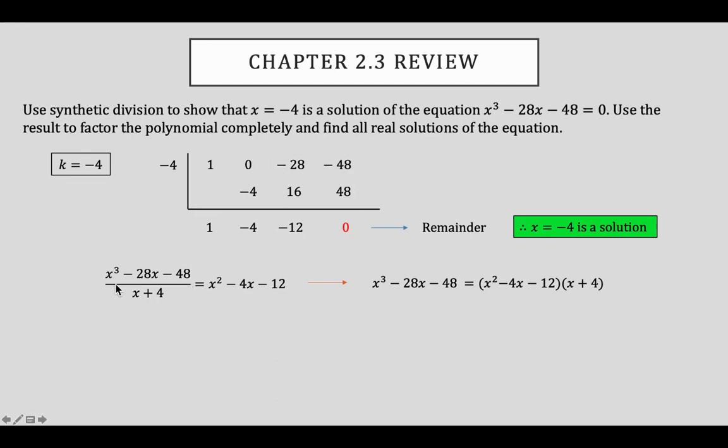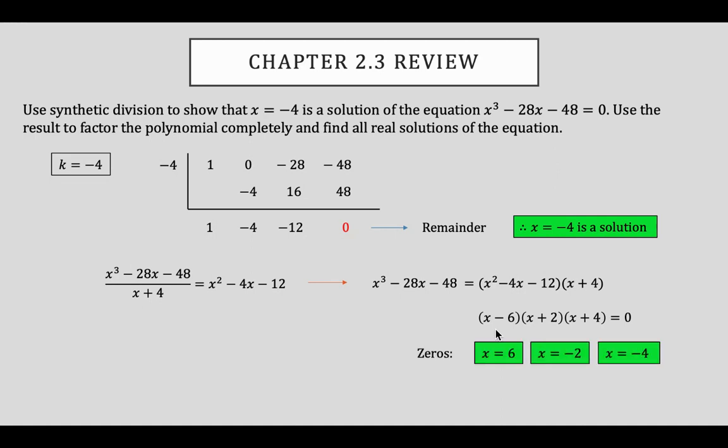Notice that we had started with the polynomial x cubed minus 28x minus 48. We divided that by x plus 4. The result was x squared minus 4x minus 12, which means that my original expression was equal to x squared minus 4x minus 12 times x plus 4. And this was the partially factored form of our cubic polynomial, which we could then continue to factor fully into x minus 6 times x plus 2 times x plus 4. And that allowed us to solve for each of the zeros. X equals 6, x equals -2, and x equals -4.